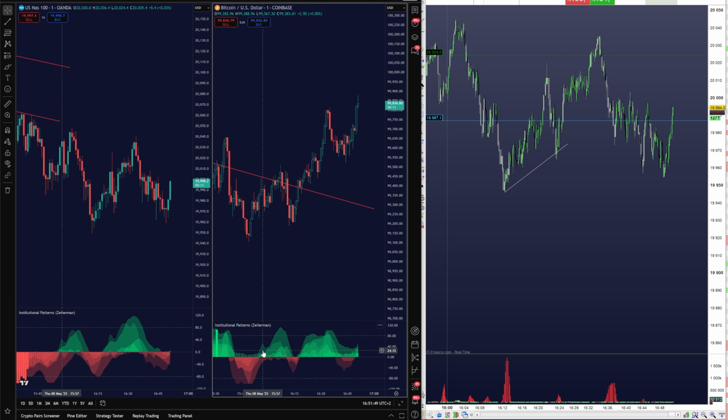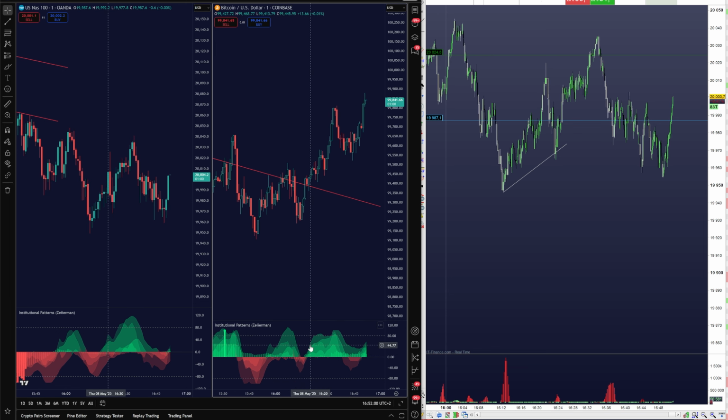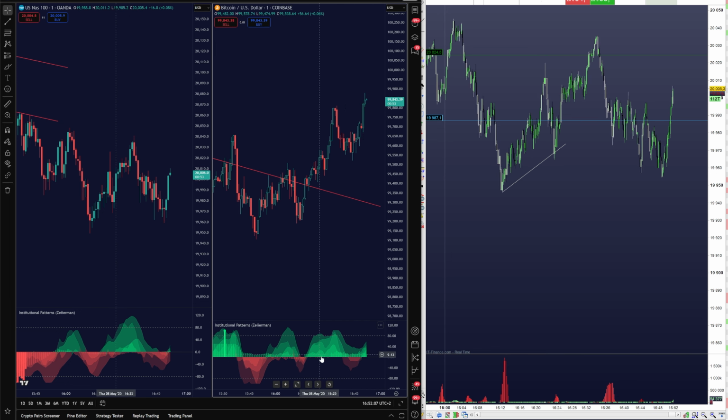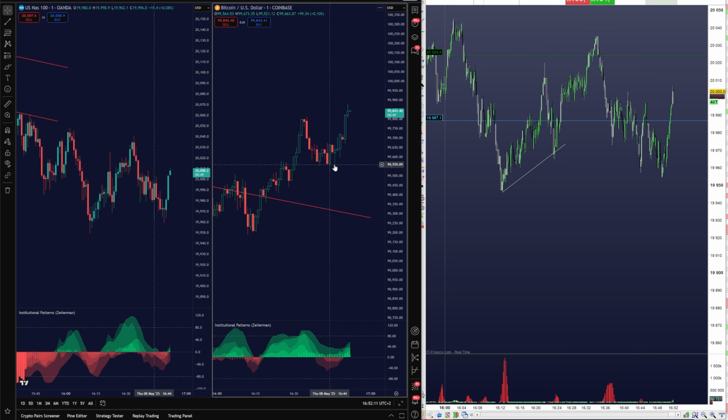So this institutional pattern indicator can be really useful for analyzing the money flow and such in any market and any time frame. And if the institutional pattern is green like this and you get a red momentum move like this, it is just a pullback within this broader bullish order flow, right? So this is an area of re-entering or adding to your position, right?